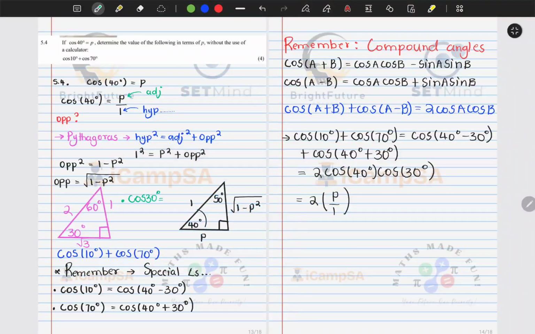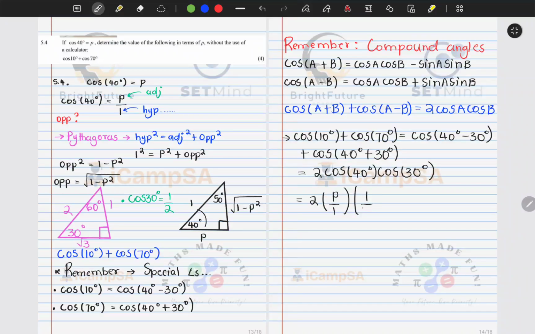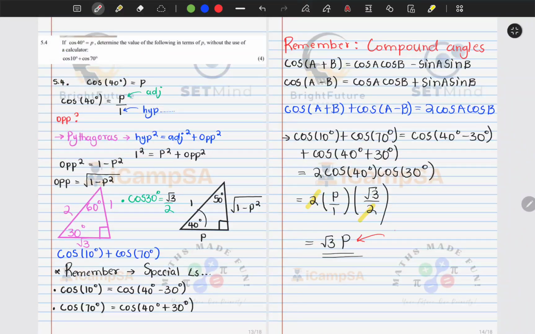Your cos of 30, which is just your adjacent, that's just the half. So you'll see that this will end up multiplying by 1 over 2. My apologies, cos of 30 degrees is square root 3 over 2. Let's quickly fix that. So this will be square root 3 divided by 2. And what you will see is the 2's will cancel, therefore giving us an answer which is square root 3 times P. And this here, guys, becomes our answer.